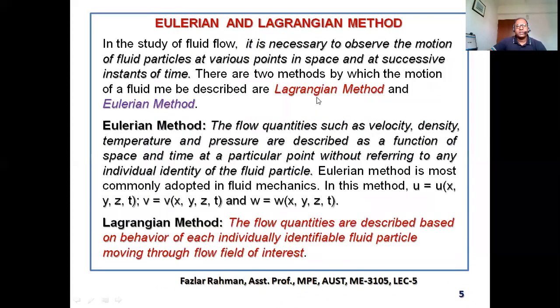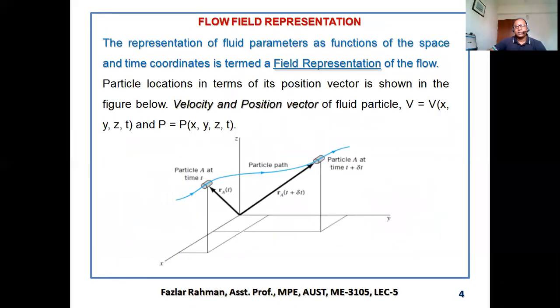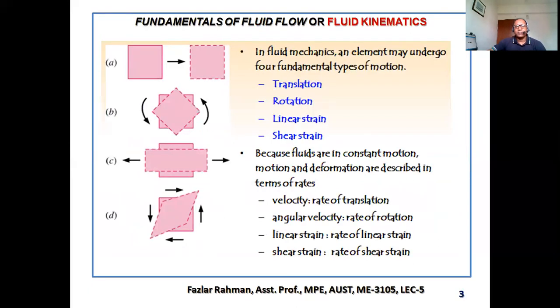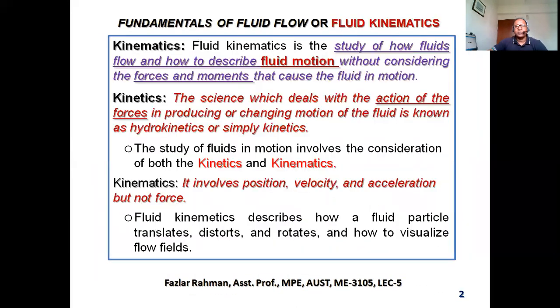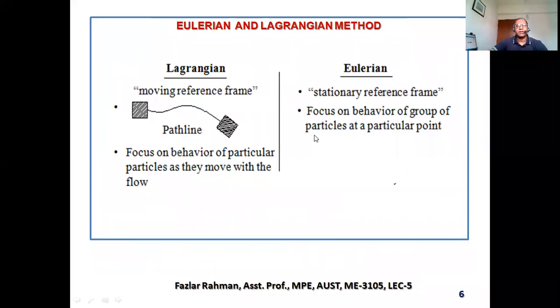So from the beginning, what type of questions might be in the exam? What is fluid kinematics? What is the difference between fluid kinetics and kinematics? Then describe the rotation, translation, and angular deformation of the fluid element. Then I might ask, what is the total derivative of the fluid particle? Then, what is the difference between Eulerian and Lagrangian method? Define Lagrangian method, how it varies from Eulerian method. That might be the question from this chapter.